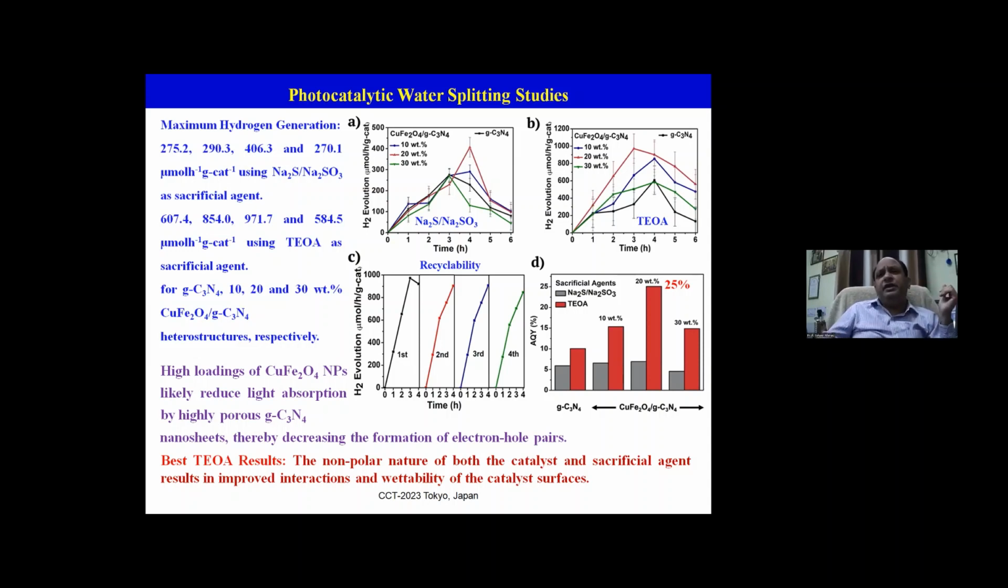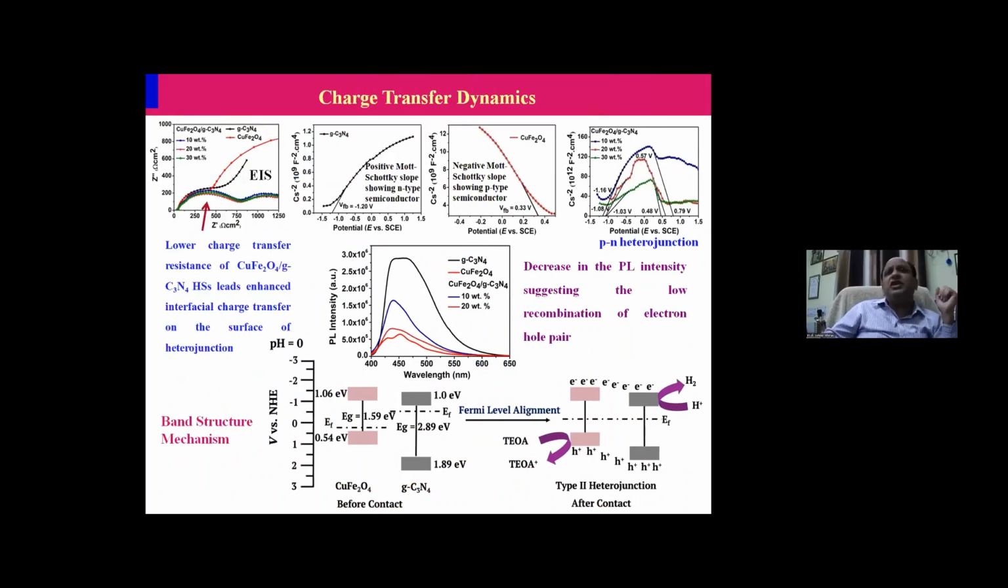If you see the apparent quantum yield, here you can see the 28% loading of copper ferrite over graphitic carbon nitride gives an apparent quantum yield of 25% for this heterostructure. We have reported this high apparent quantum yield for the first time in the literature. And this is the charge transfer dynamics.